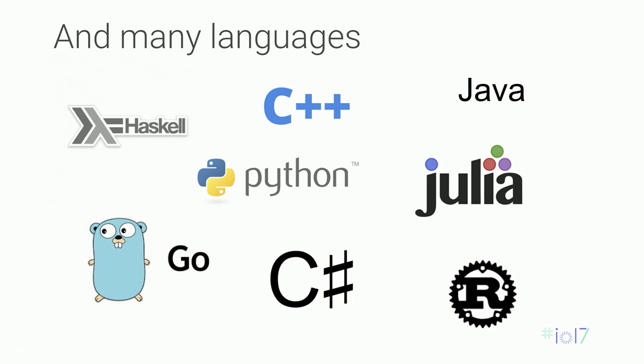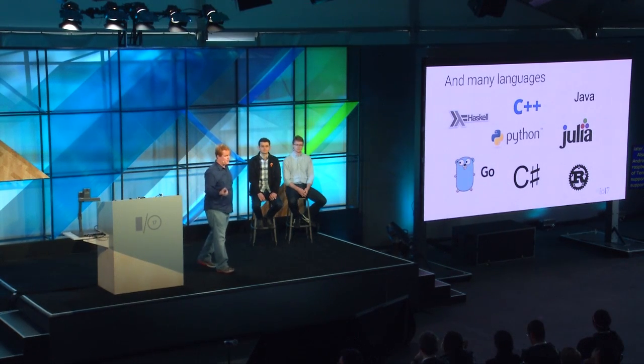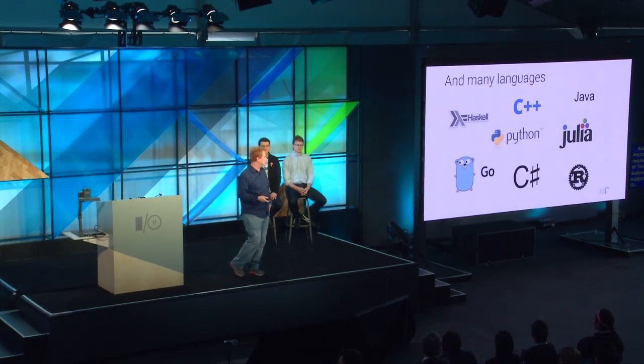And we support all kinds of languages. Google supports Python, C++, Java, and Go. These others are all community projects. We're really excited about the community picking these up and using our low-level C bindings to create new language wrappers.